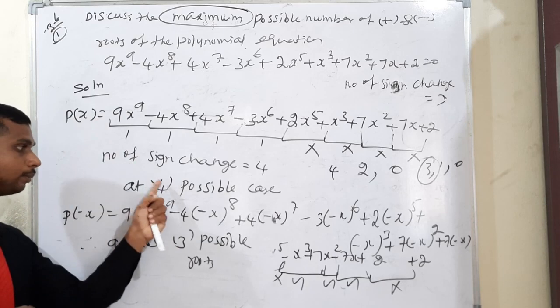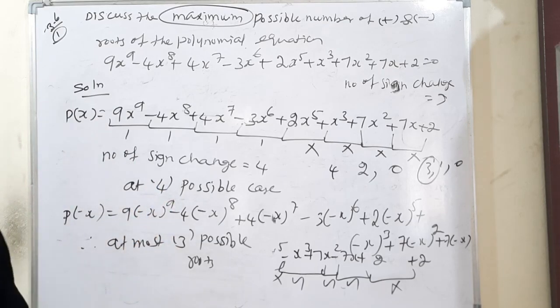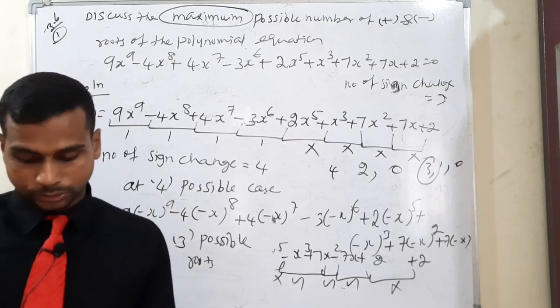So for negative real roots the maximum value is 3, and for positive real roots the maximum possible is 4. This is the answer for exercise 3.6 question number 1. I will continue with the next question.